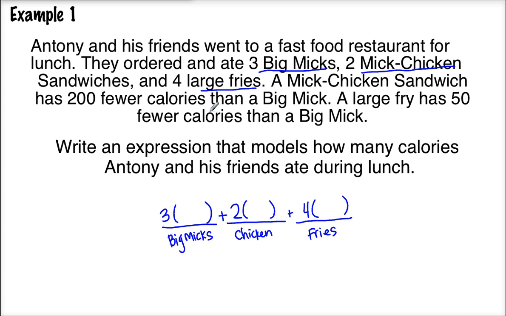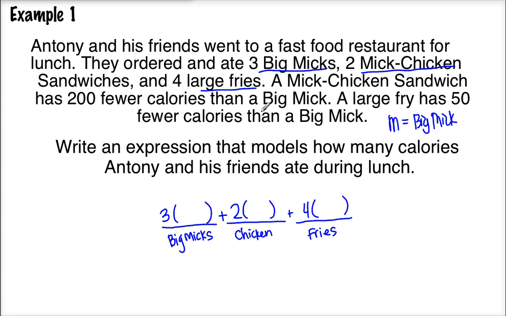Now we figure out how many calories were in each of these things. And this is kind of the tricky part because it doesn't come right out and tell you how many calories are in each one. So let's look at what it does tell us. It says a McChicken sandwich has 200 fewer calories than a Big Mac. So let's say we don't know how many calories are in a Big Mac. So let's say M represents the calories in a Big Mac.